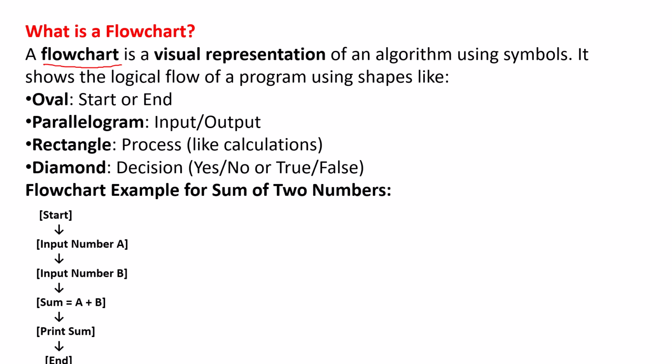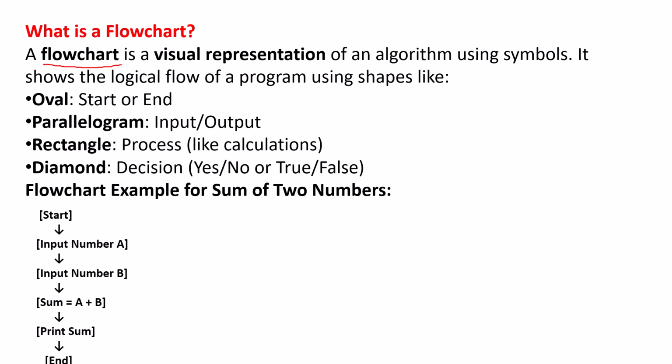It shows the logical flow of a program using shapes. We are using some shapes here: oval, parallelogram, rectangle, diamond, and so on. There are so many, but mostly we use these. Oval for start and stop, parallelogram for input and output, rectangle for processing. If you want to do any calculation, we use the rectangle. And diamond is for decision. If there is any decision or conditional statement, with yes or no, or true or false, in this case we use the diamond shape.